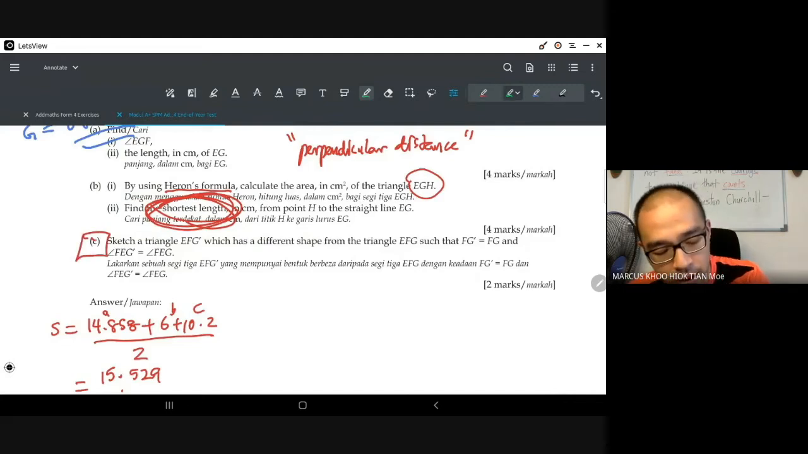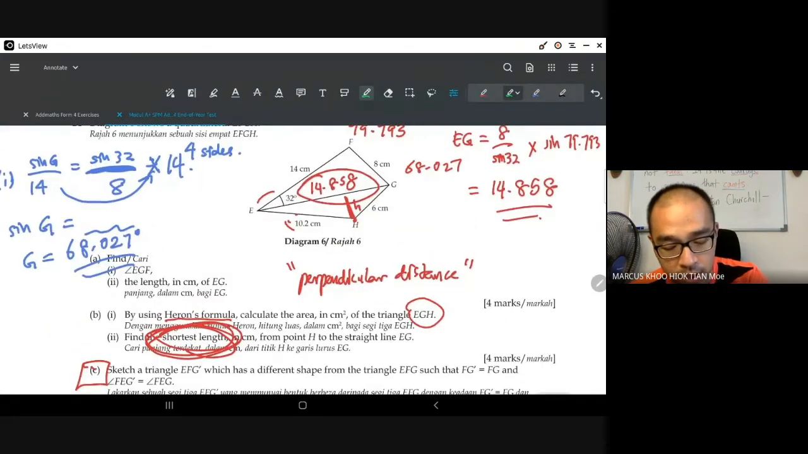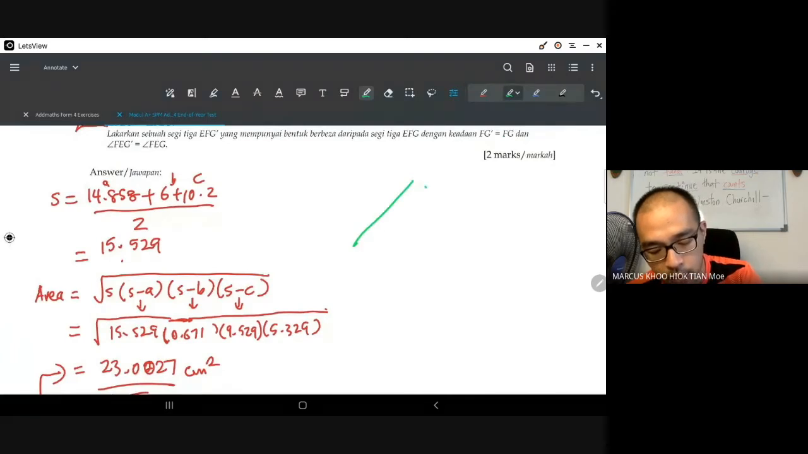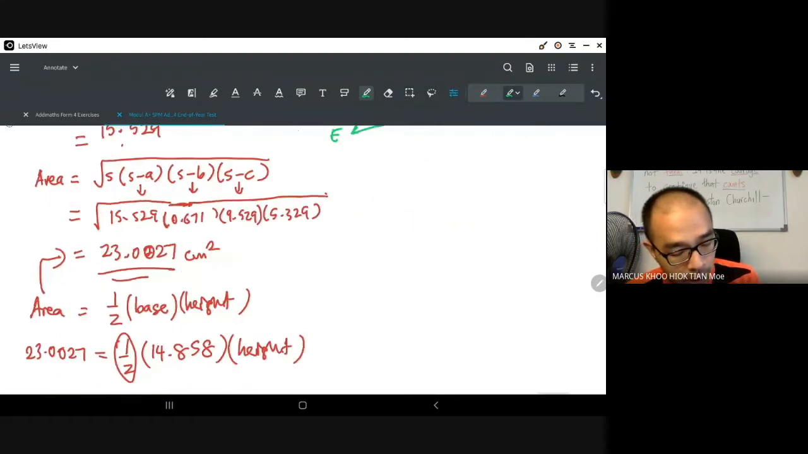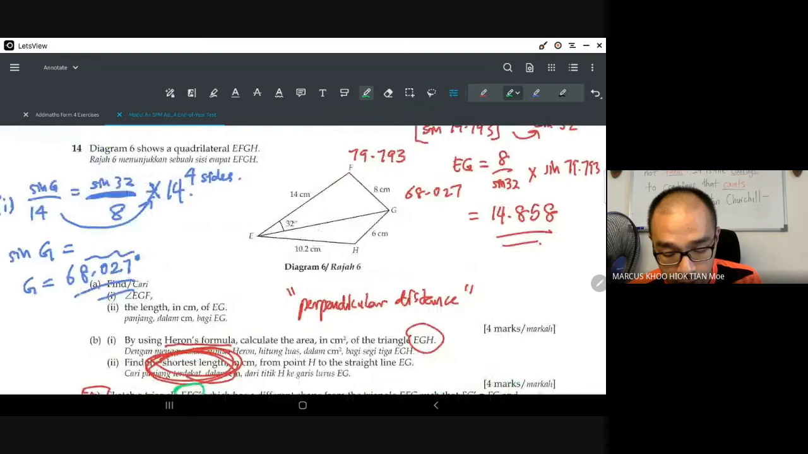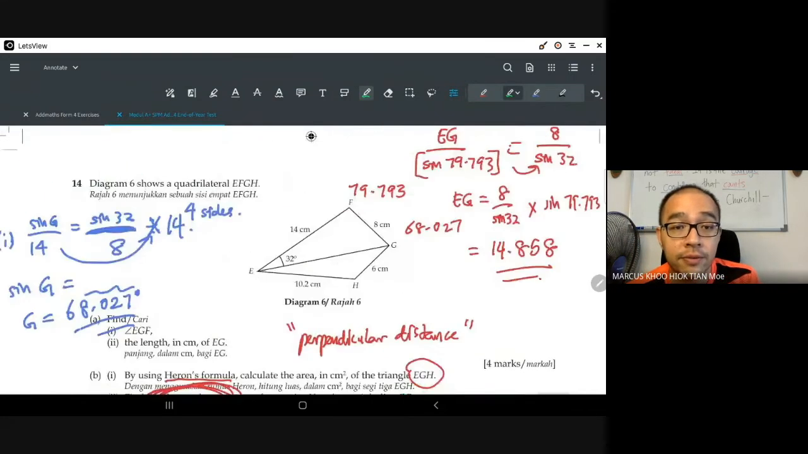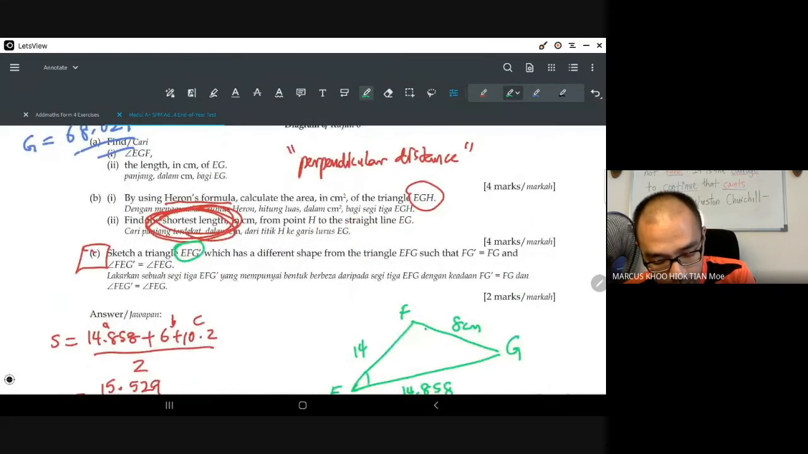Sketch a triangle of EFG prime. Okay, so I'm going to take a look at the original EFG. If they say EFG prime, means you want to take a look at only the original triangle EFG. Let me draw the EFG first. EFG. I know that EG is 14.858. This is 8 cm and EF is 14. This is 32 degrees.